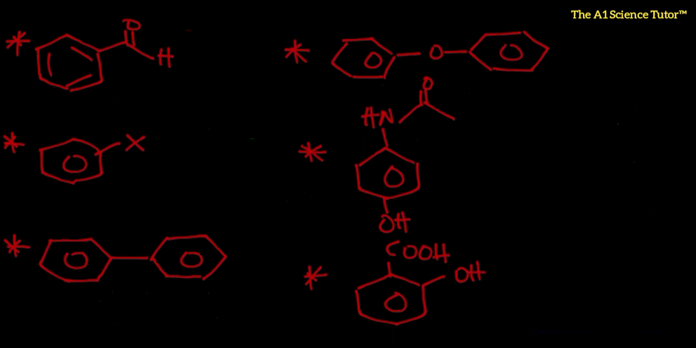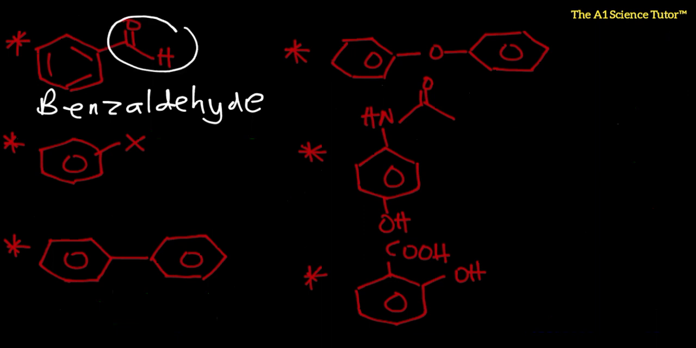So let us start with these ones. Now what is going to be the names for these compounds? So let us start with the first. Start with this one. So this is basically a benzaldehyde. Benzaldehyde. This is actually an aldehyde because it has this aldehyde group.